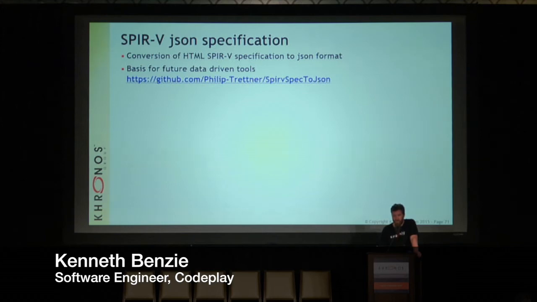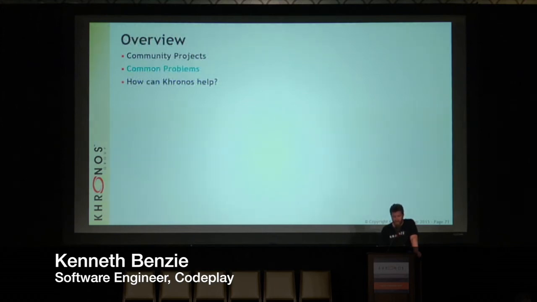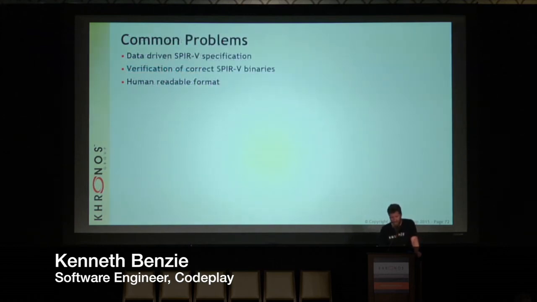Now, what I think is impressive about this is that it's only taken 5 months for this community ecosystem to prop up. But there are common problems that most of these projects are trying to solve. So they all use some sort of data-driven SPIR-V specification, and they're all trying to verify SPIR-V binaries. And a number of them are also defining a human-readable format.